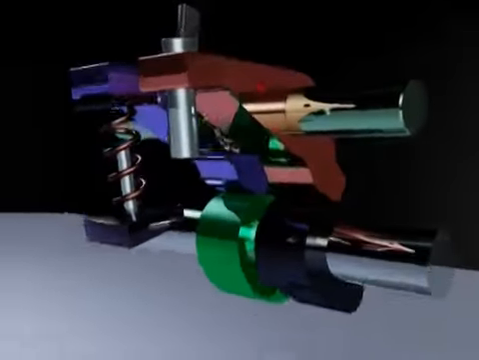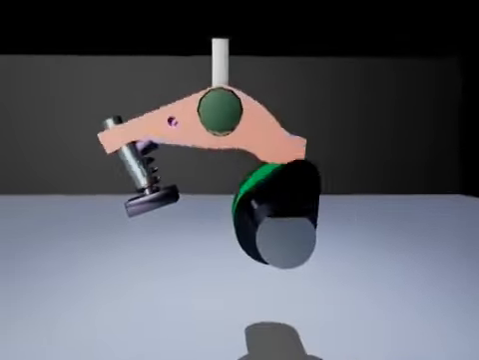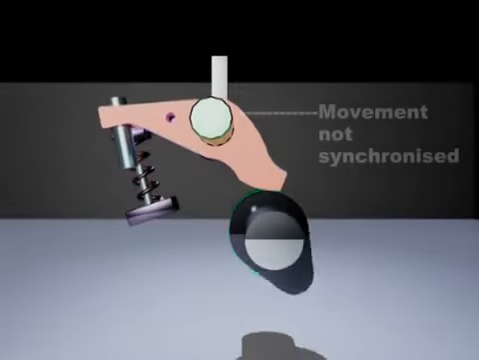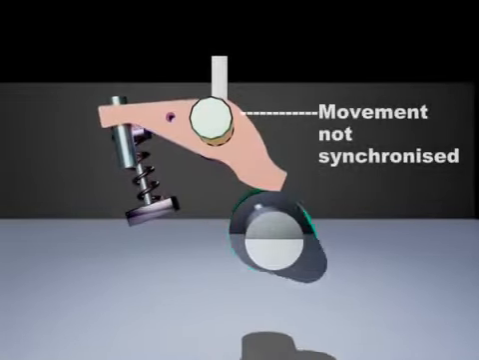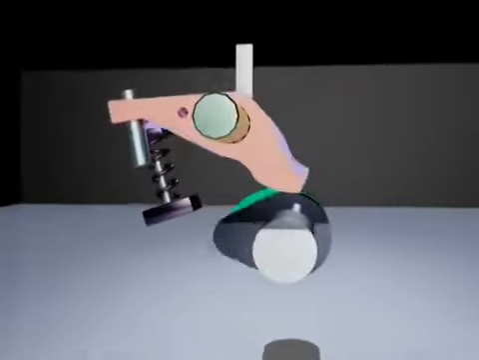The green cam has a wider profile than the black cam, and it keeps the inlet valve open for a longer duration. Here we can see that the motion of the two rockers is not synchronized, as the cams operating them have different profiles and there is no rigid connection between these rockers.